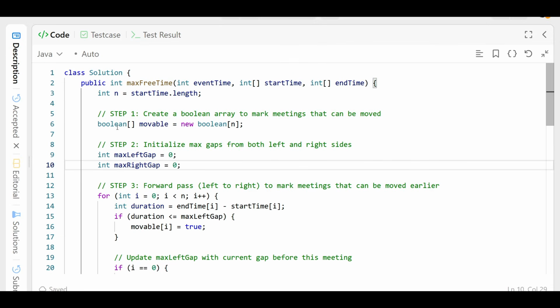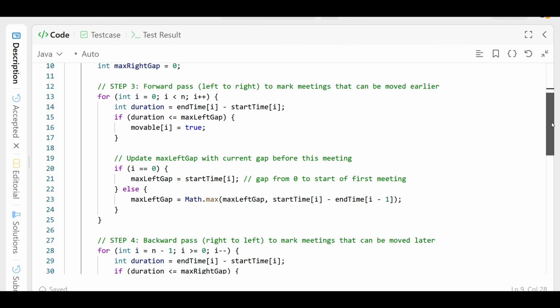What we need to do: we'll find n, and we'll create a boolean array and mark the meetings that can be moved. Another, we'll take the initial gaps from both left to right, and initialize max left gap as 0 and max right gap as 0, as we know. And we'll go through two passes.